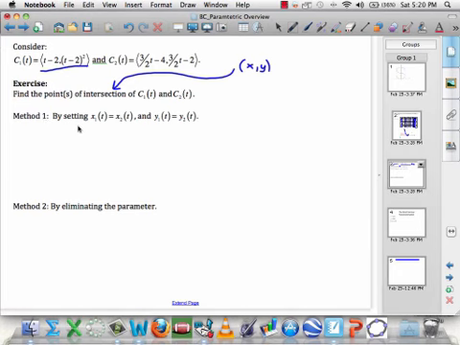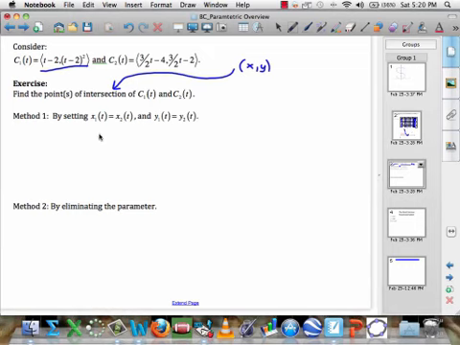Method 1 says to do this by setting x1 of t, in other words, the x component of the first curve, equal to the x component of the second curve. Solve for t, and then do the same thing for the y's. You're looking for values of t that we can go back and plug in here and see what occurs. Because remember, this will tell you when the two x coordinates are the same for a given t value, and this will tell you when the y coordinates are the same for a given t value. Those might not necessarily be the same t values, and we'll see what that means in a second here.